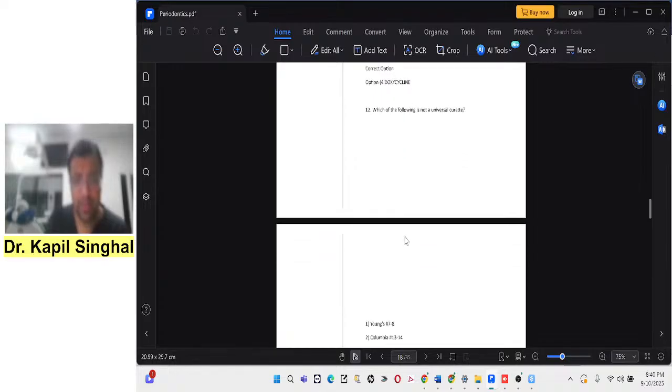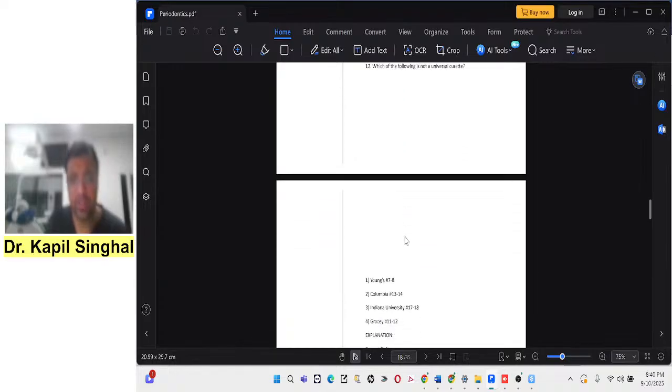Next question. Which of the following is not a universal curette? So universal curettes are curettes that can be used in every area of the mouth. So we all know, out of all these curettes, Gracey curettes are not universal curettes. Those are curettes that are used for specific areas on the tooth.